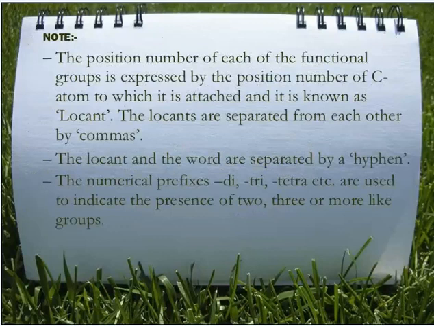Note, the position number of each functional group is expressed by the position number of the carbon atom to which it is attached, and it is known as a locant. The locants are separated from each other by commas. The locants and the words are separated by a hyphen. The numerical prefixes di, tri, tetra, and so on are used to indicate the presence of 2, 3, or more like groups.